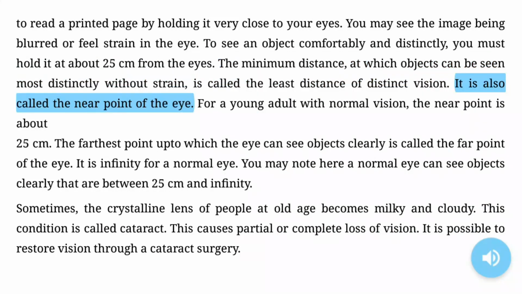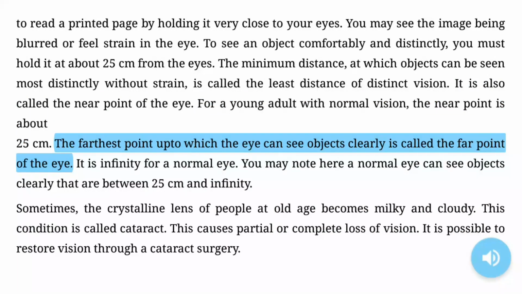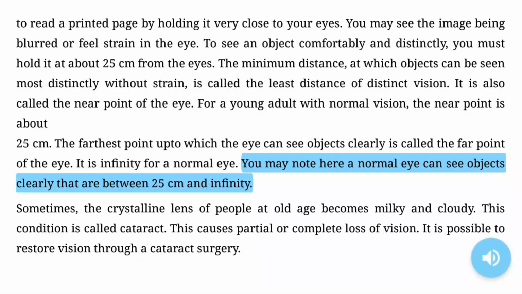It is also called the near point of the eye. For a young adult with normal vision, the near point is about 25 centimeters. The farthest point up to which the eye can see objects clearly is called the far point of the eye. It is infinity for a normal eye. You may note here, a normal eye can see objects clearly that are between 25 centimeters and infinity.